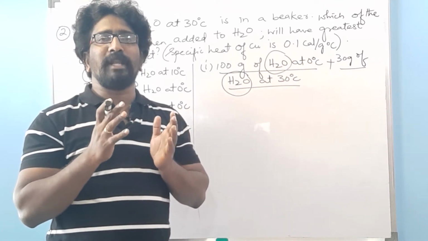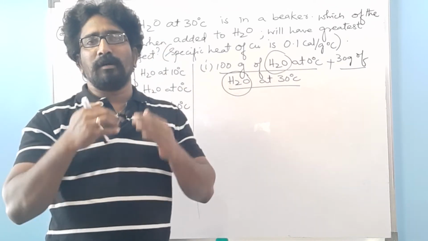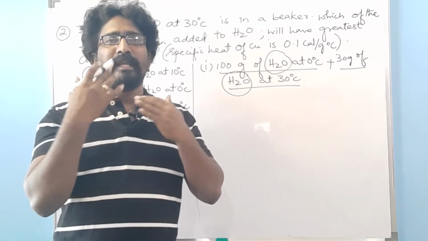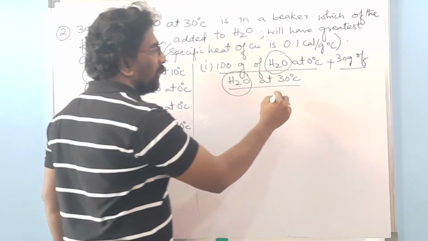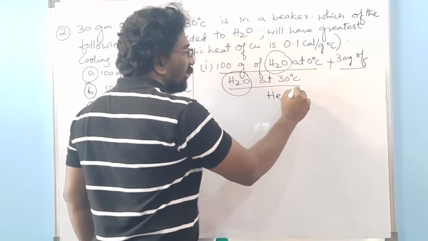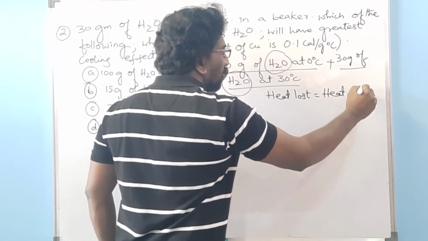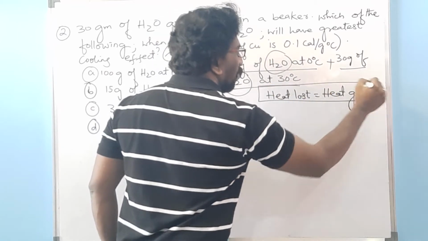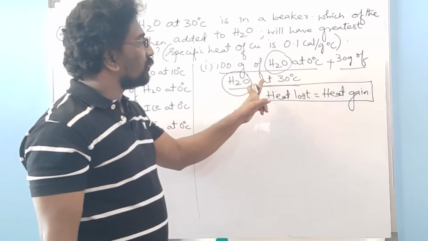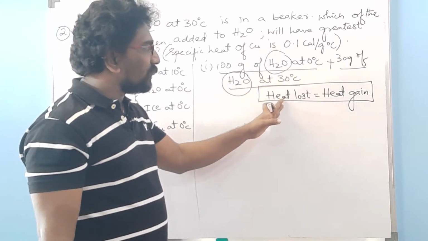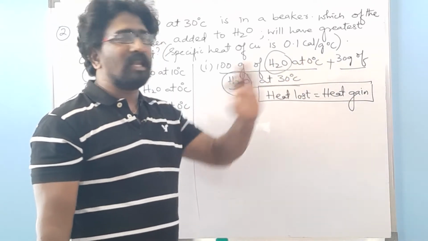It means the heat absorbed by one liquid is equal to the heat released by another liquid. That is, heat lost by one liquid is equal to heat gained by another liquid. This is based on the principle of calorimetry, that heat lost is equal to heat gained. Heat lost equals heat gain. Which substance has lost the heat? The water at 30 degrees Celsius has lost heat to the water at 0 degrees Celsius, which has gained the heat energy.